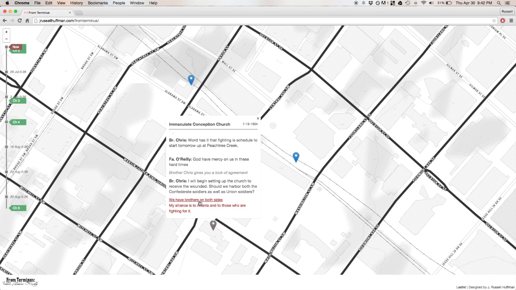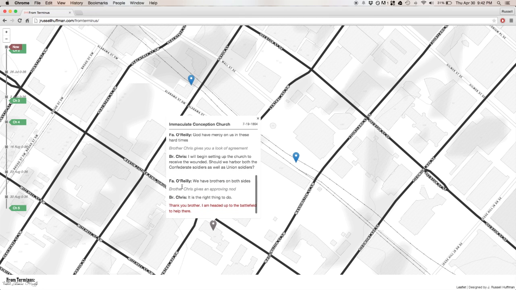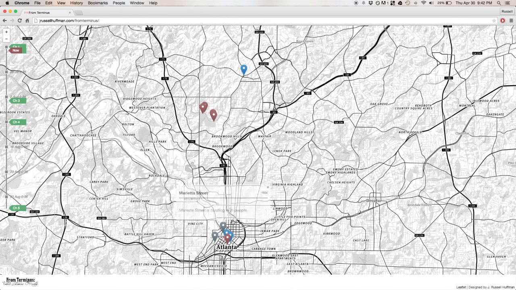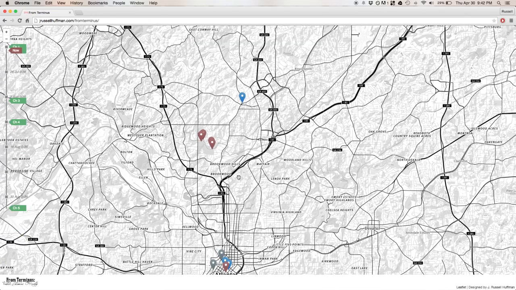So in this first opening act, I'm talking with one of the brothers at the church about opening up the church as a hospital. So that's what I did. The blue pins are purely informational to help contextualize the story and its time frame. The red pins are what drives the story.